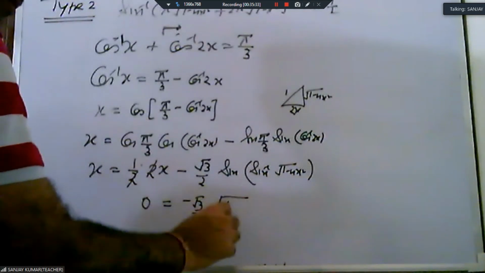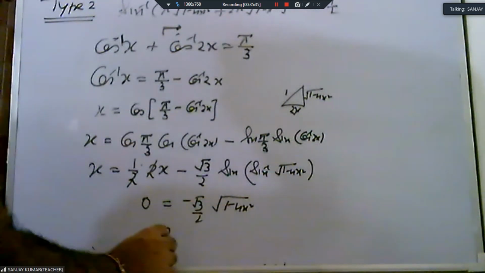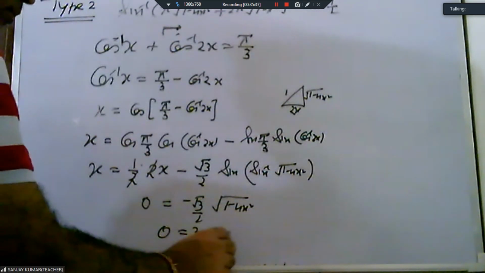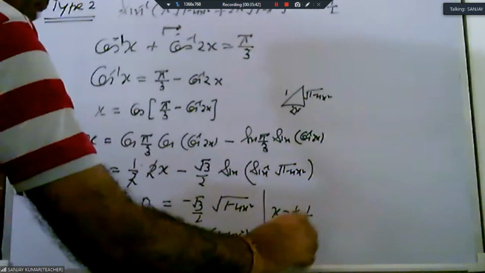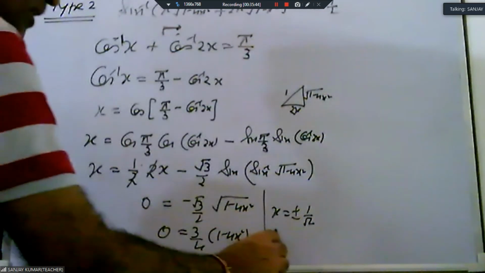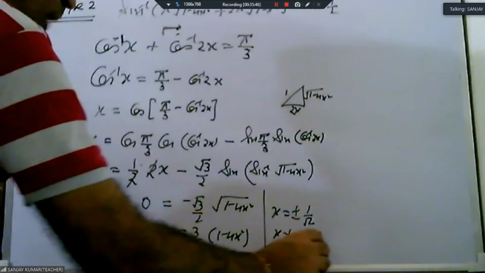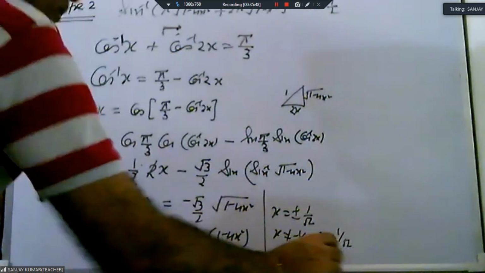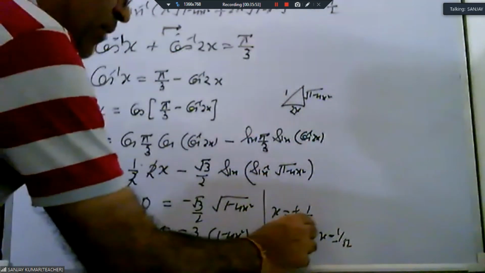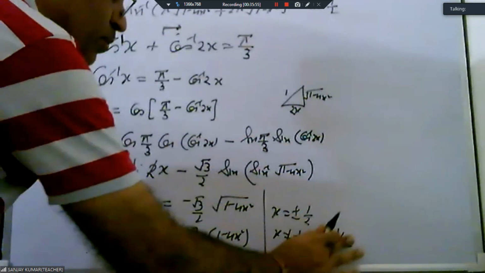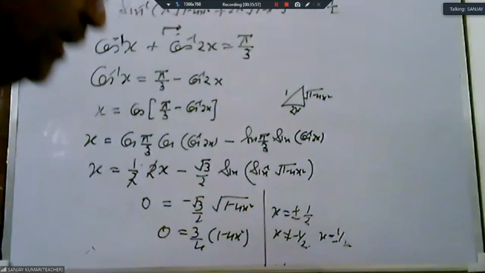This is under root 1 minus 4x square. Squaring both the sides, we get the values of x is plus minus 1 by root 2. The minus value is not satisfied here. So x is 1 by root 2. Okay, again see, 1 by 2, sorry, not 1 by root 2, it is 1 by 2, sorry, because 4 is there.